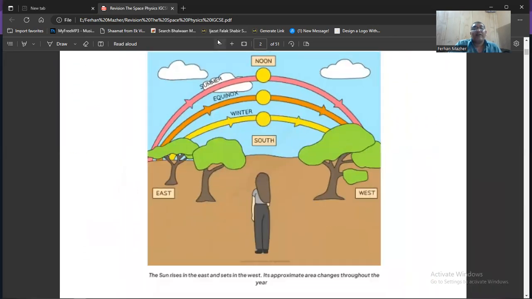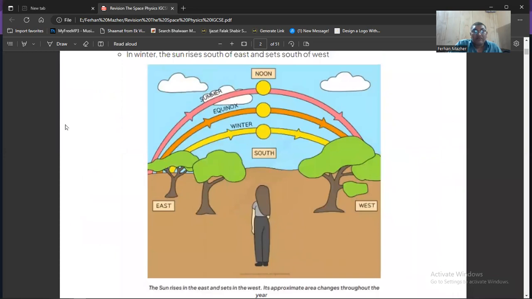So here we have a diagram. So these are the equinox. This is the sun in the winter. This is the sun in the summer, and this is the noon time. The sun rises in the east and sets in the west. Its approximate area changes throughout the year.